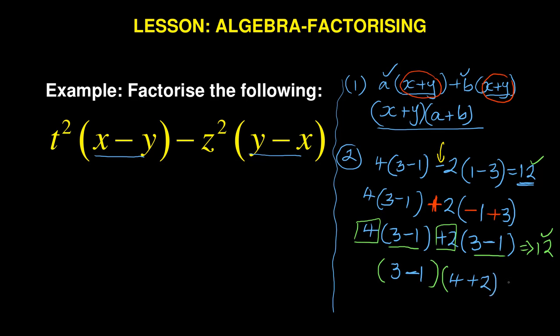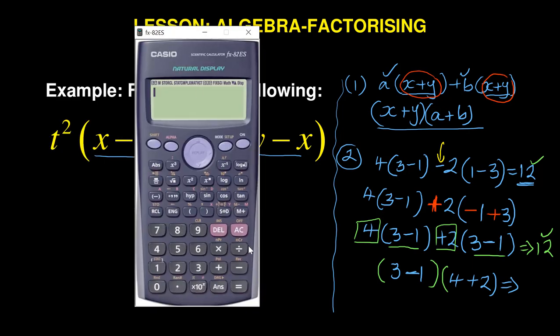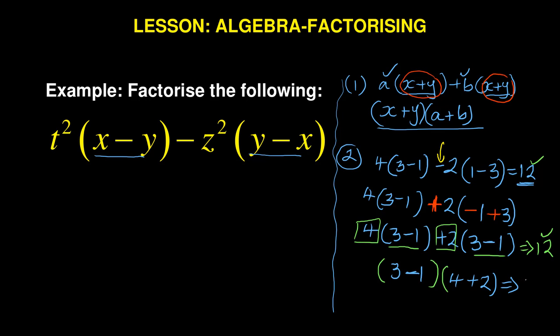I can check it again with my calculator at this stage, and I will have in brackets 3 minus 1, and then open another bracket. I've got 4 plus 2. Now you can see that I'm still getting my answer as 12 in this case. So as I'm working this, my answer does not change, which means I'm just interchanging the signs, but the solution still leads me to the same answer.